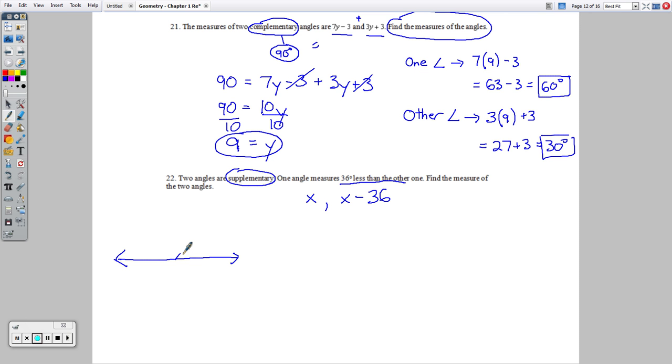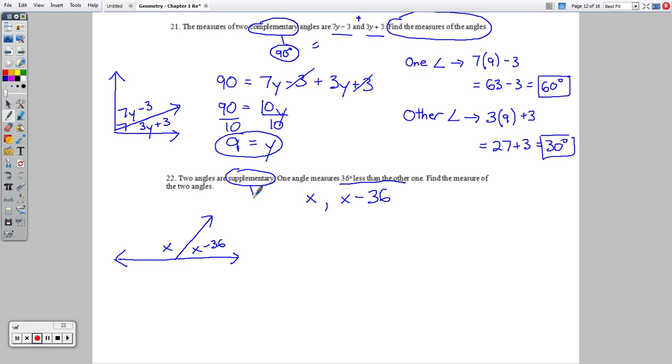We could have x and x minus 36. The smaller one could be like that, and the bigger one could be like that. If they're supplementary, they could form a linear pair. So that's a possible way to depict a situation like that. Up here, if you wanted to draw a picture, since they're complementary, they could form a right angle together. We didn't necessarily know which one was bigger at first looking at that, but this would be a valid setup to start. That's 90 degrees altogether there.